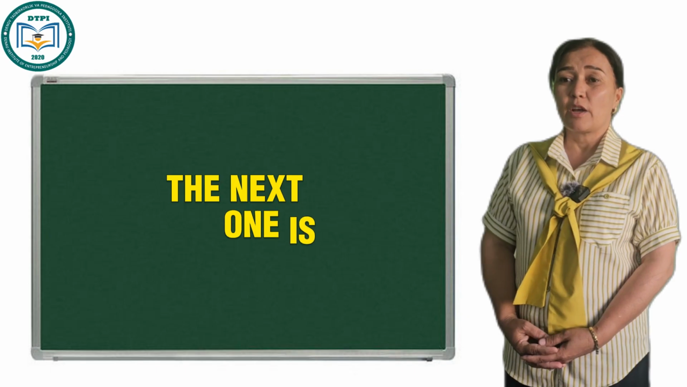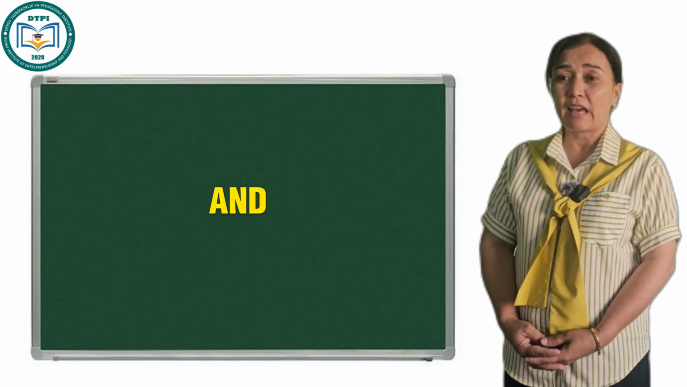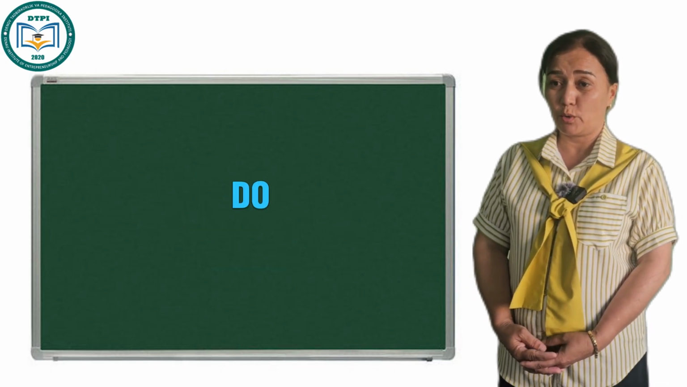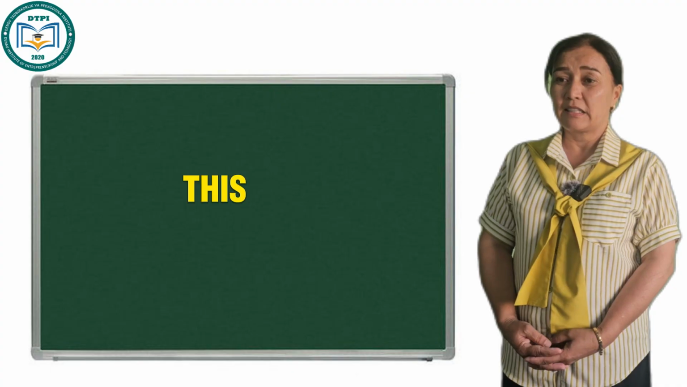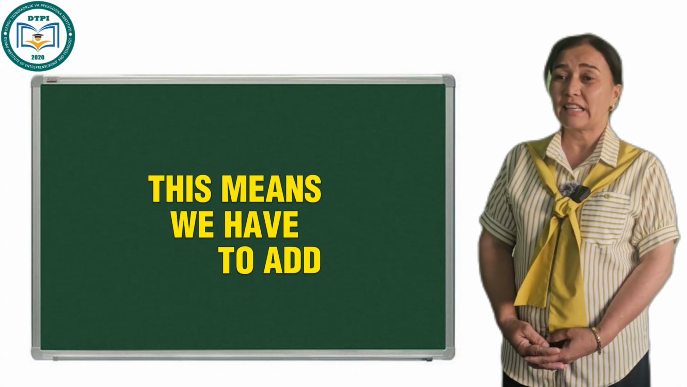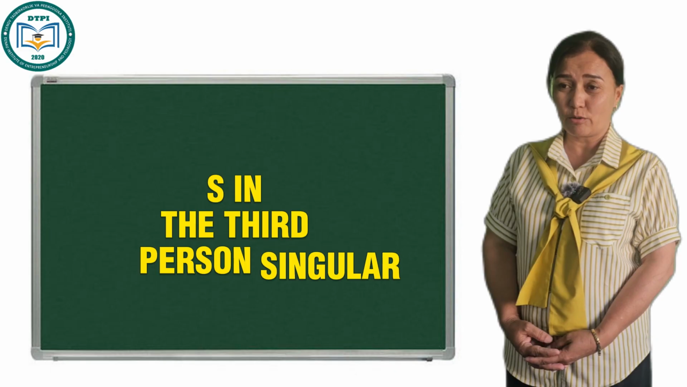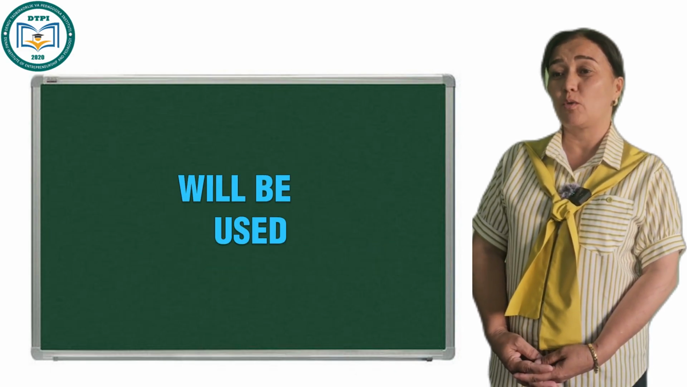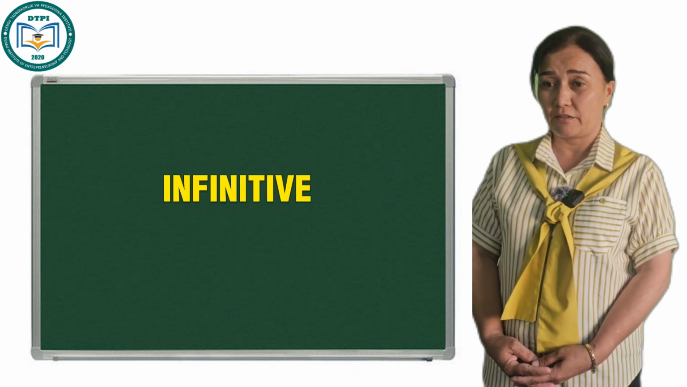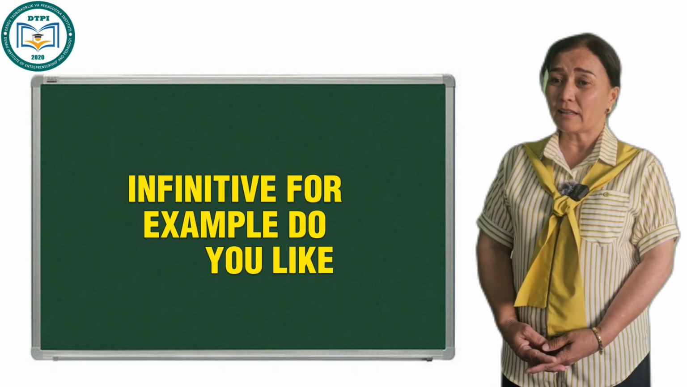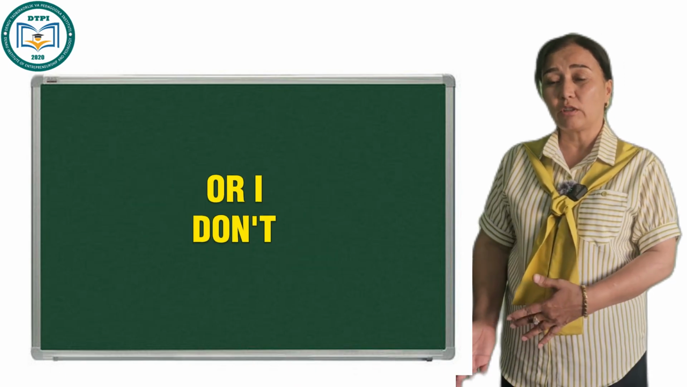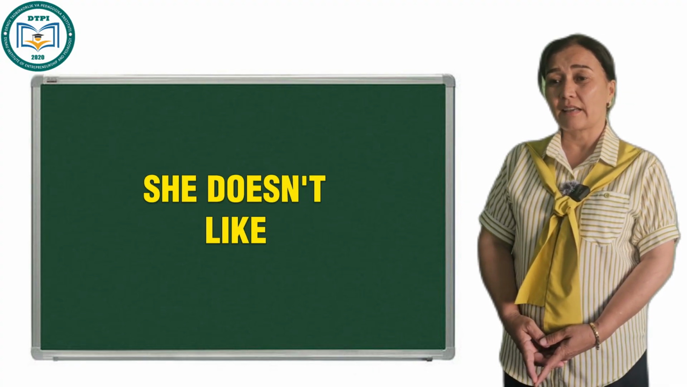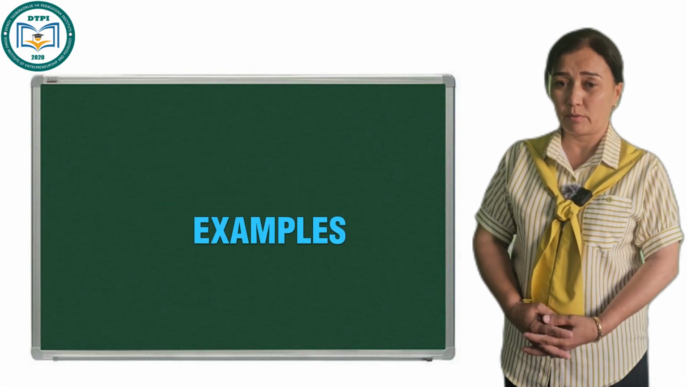The next one is to form the negative and the interrogative. We need the auxiliary verb do in the present simple. This means we have to add es in the third person singular, he, she, it, while the main verb will be used in the infinitive. For example, do you like, or I don't like? Does she like? She doesn't like, and so on. You can see there are some examples.